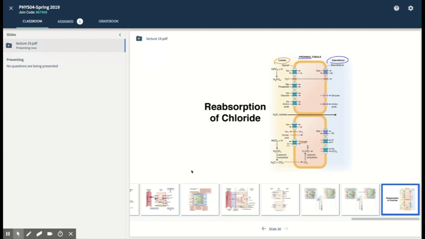How much do we love renal now? Does anybody have any questions about this tertiary active transport?